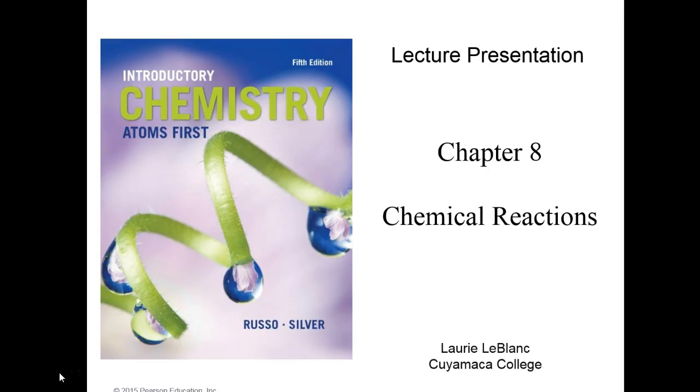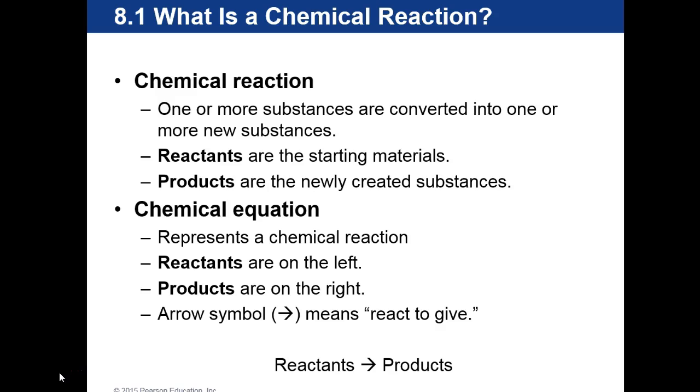Chapter 8, Chemical Reactions. A chemical reaction is one or more substances being converted into one or more new substances. The reactants are the starting materials that we add to the cocktail, and the products are the newly created substances that we have in the end. We show this by using a chemical equation. This represents a chemical reaction.